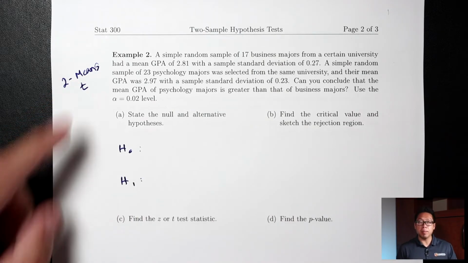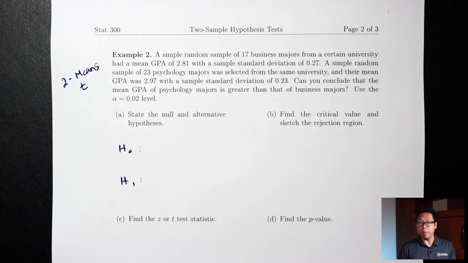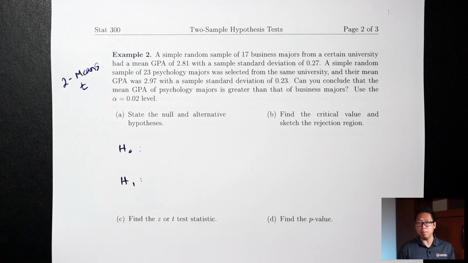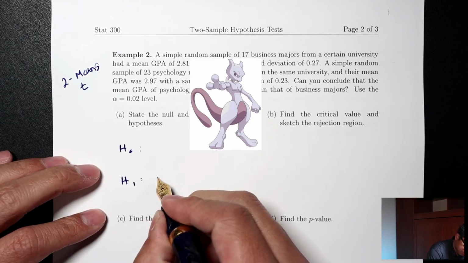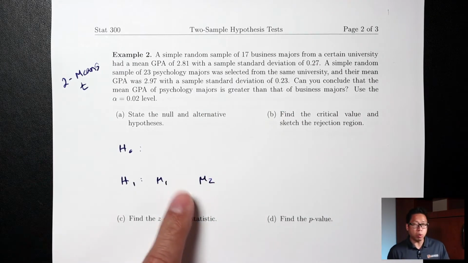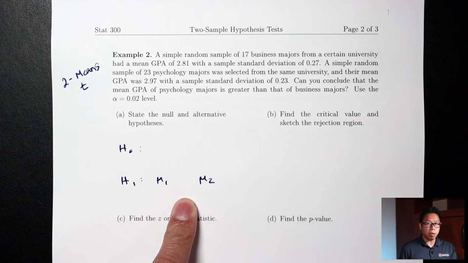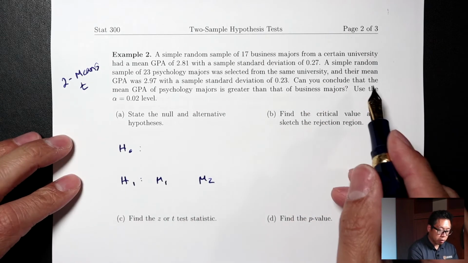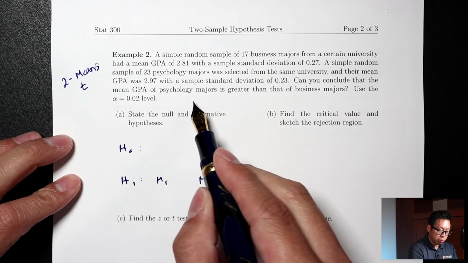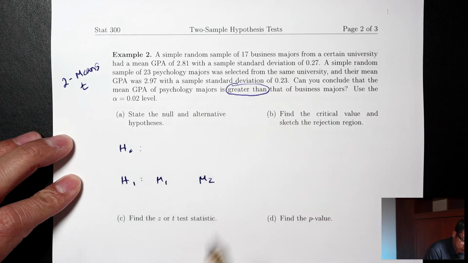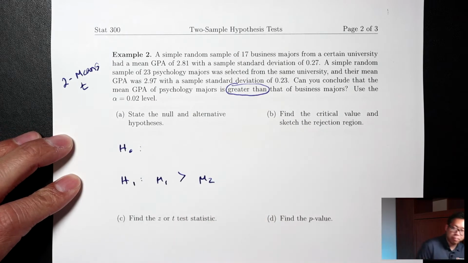Because we're talking about means, I should be using the symbol for mean, which is mu. And because we're talking about two means, I should have a mu1 and a mu2. And the question is, what sign goes in the middle? Less than, greater than, or not equals. So if I go back and read my question, can you conclude that the mean GPA of psychology majors is greater than? So greater than is telling me that I should have a greater than symbol.